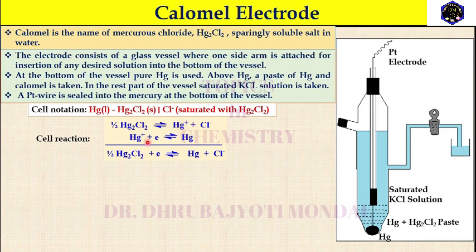Next, this Hg plus takes an electron and converts to Hg. So what is the overall reaction? Half Hg2Cl2 plus e minus in equilibrium with Hg plus Cl minus.